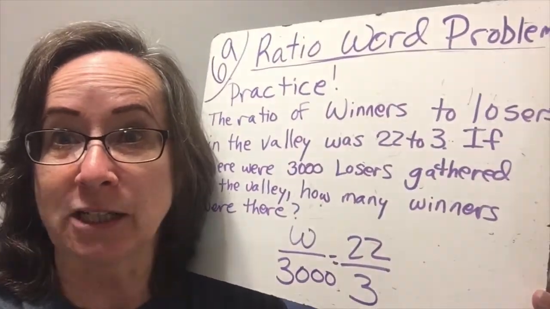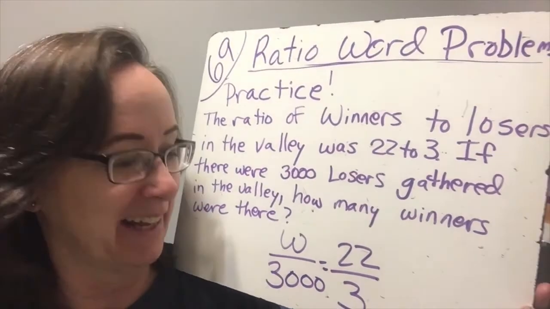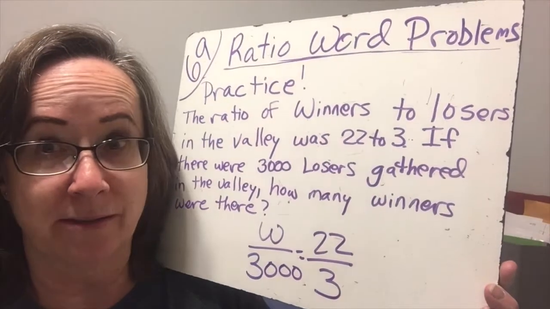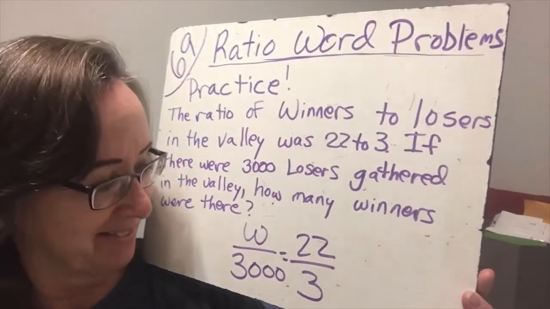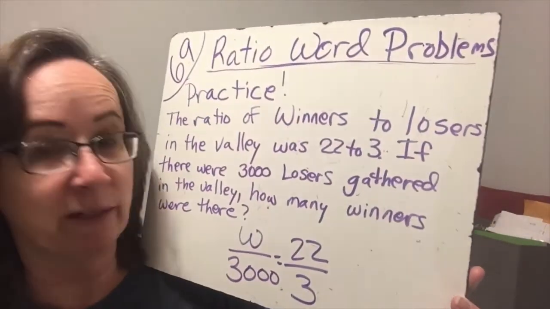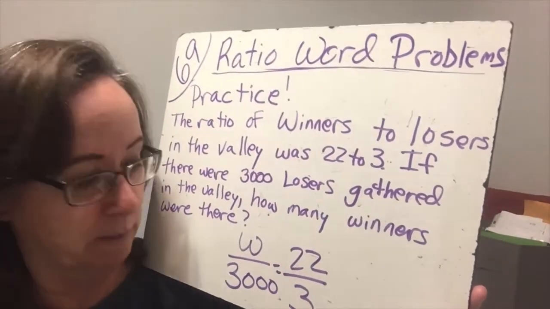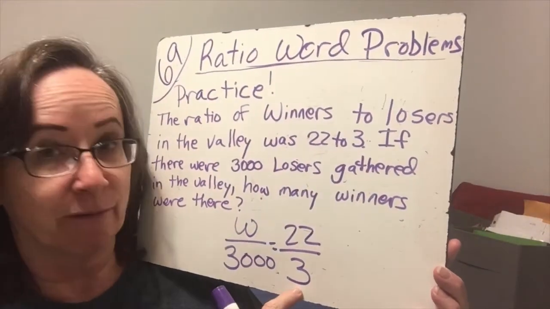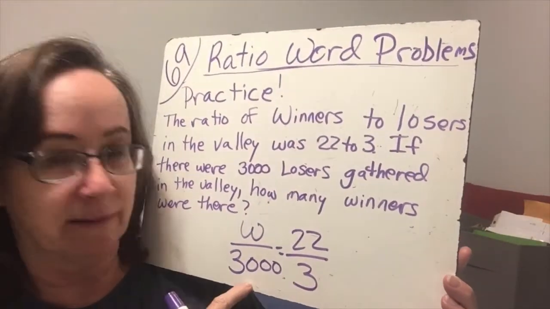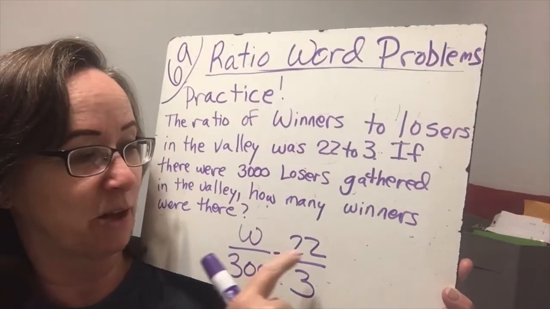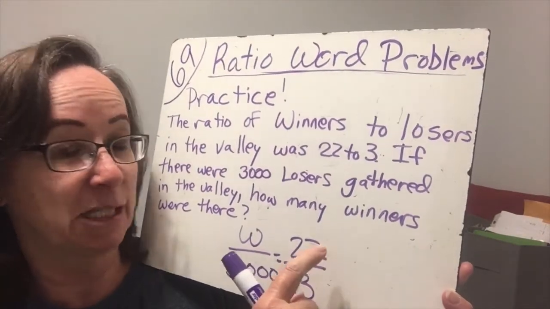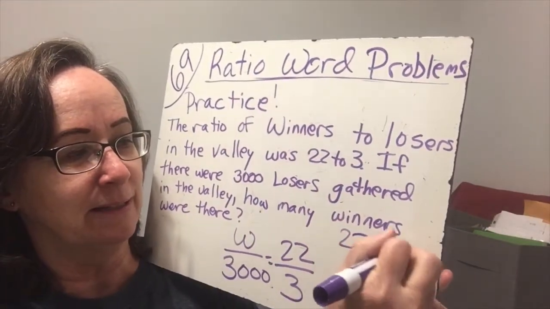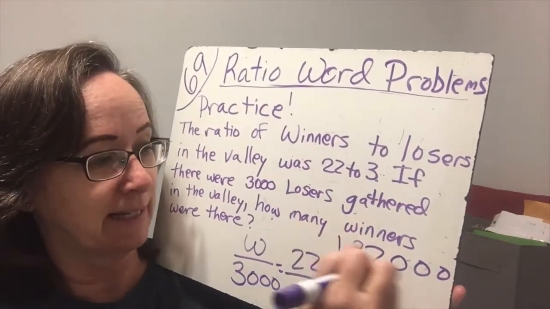I did your practice for you, or at least I got started. So I helped you out. See if you can finish it. Now pause your video. Okay, so now aren't we going to cross multiply? You do have a little hint. 3 times 1,000 gives you 3,000. So don't you think the answer is going to be 22 times 1,000, or 22,000? That's a shortcut, isn't it?